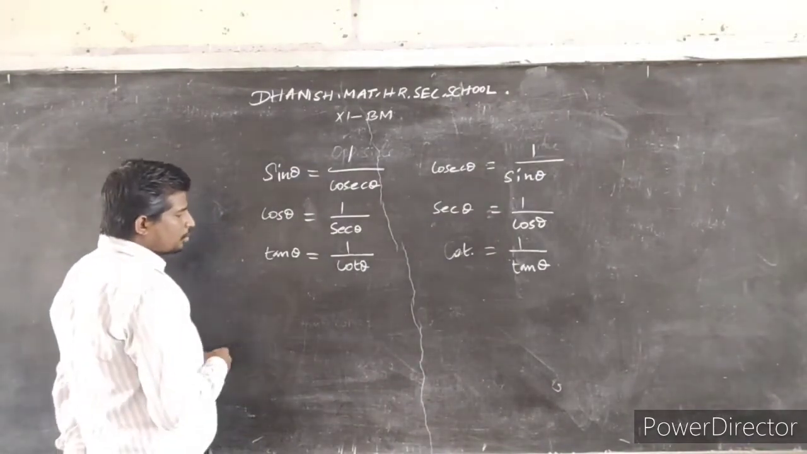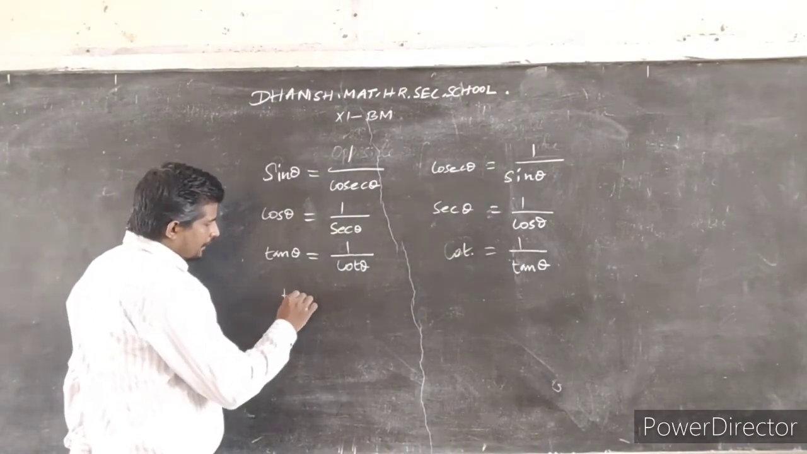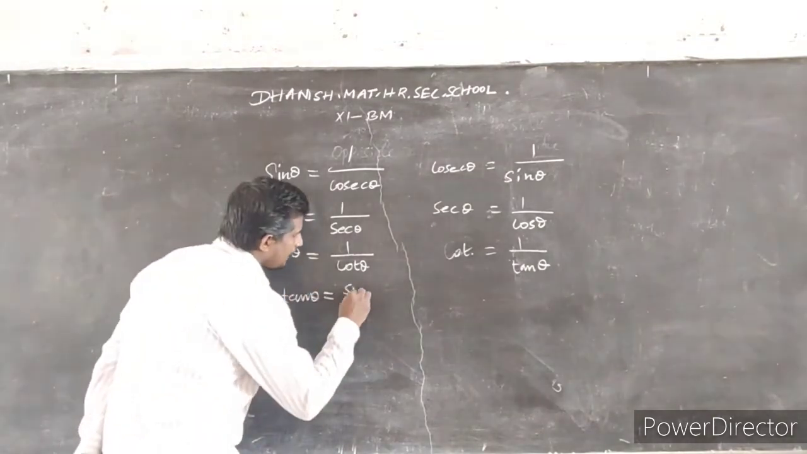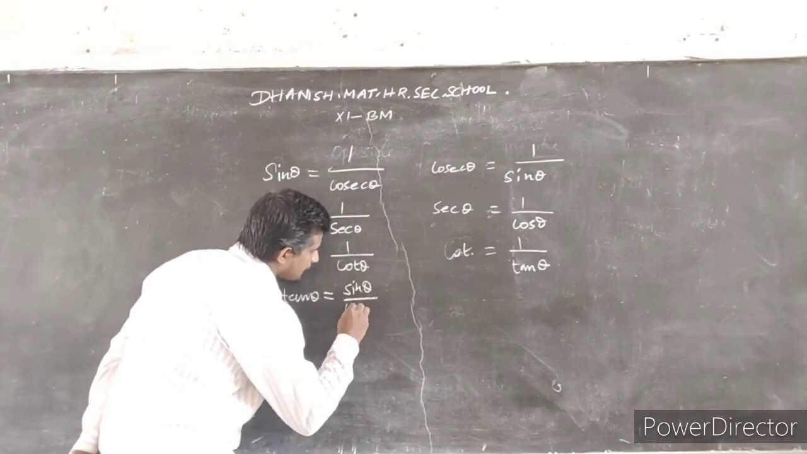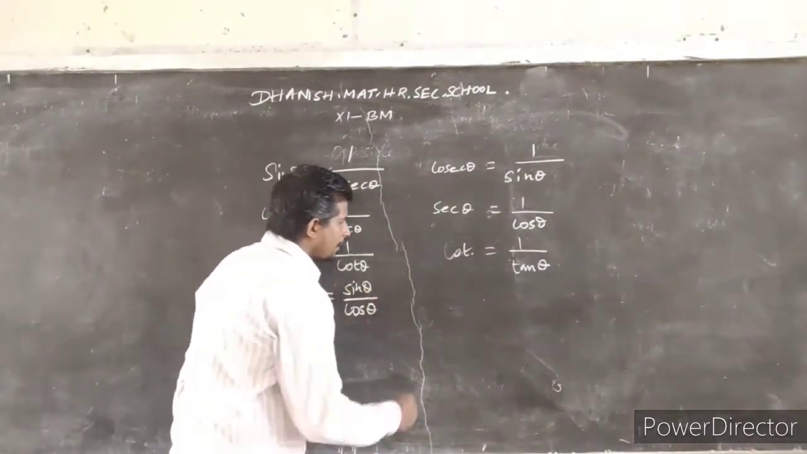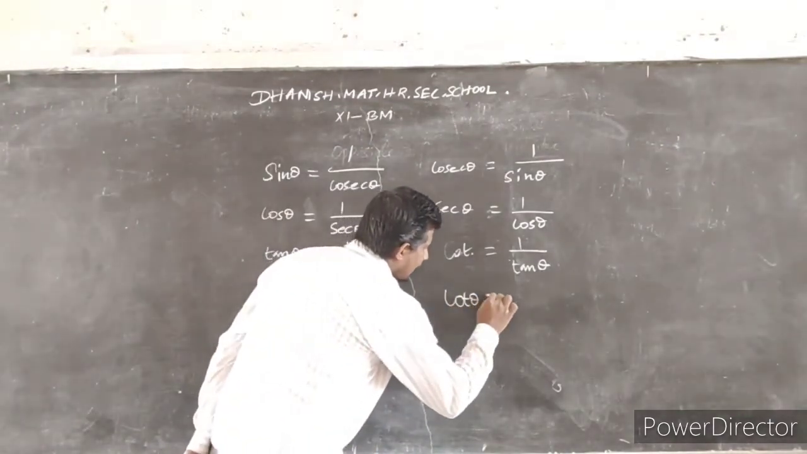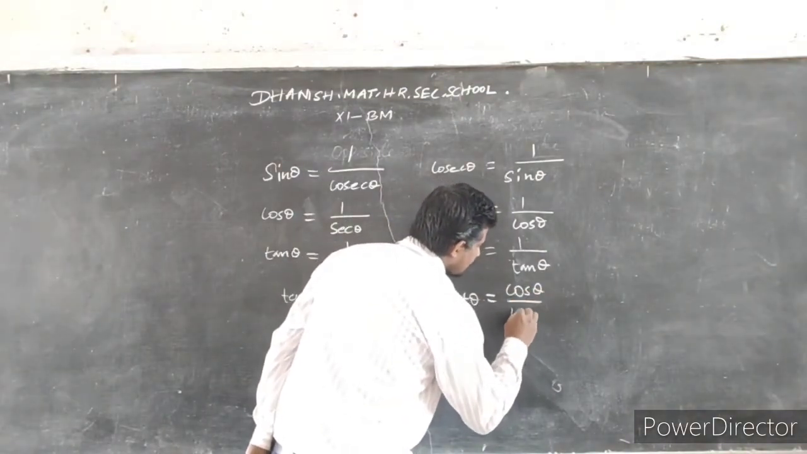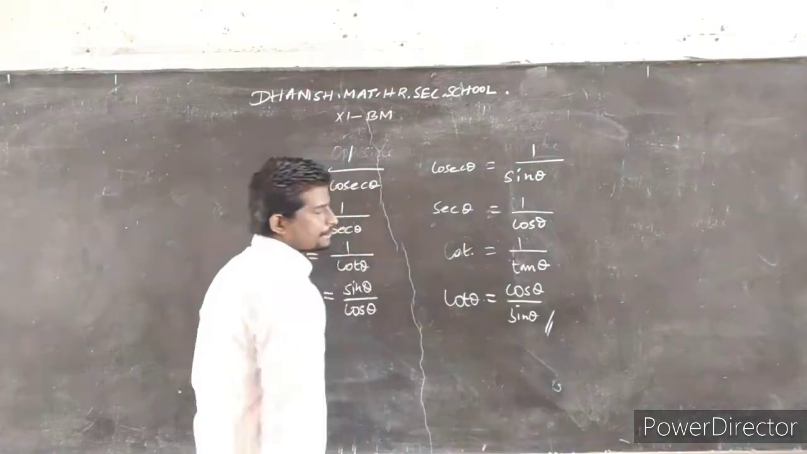Similarly, we are going to write two more ratios. Tan theta can be written as sin theta by cos theta. Similarly, cot theta can be written as cos theta divided by sin theta.